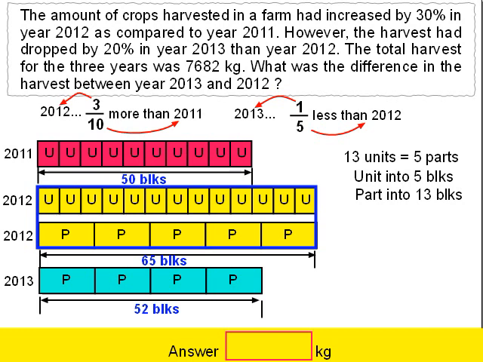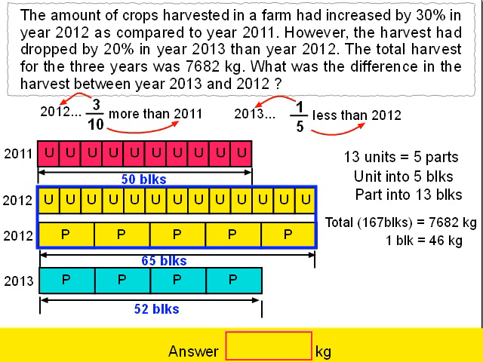So after you put it down all here, then we know that the total number of blocks, 50 plus 65 plus 52, is 167 blocks, which is equal to 7682 kg of crops. Okay, so we work it out. We know that 167 blocks equal to 7682 kg. Therefore, 1 block is equal to 46 kg. If you were to take 7682 divided by 167, 1 block is equal to 46 kg.